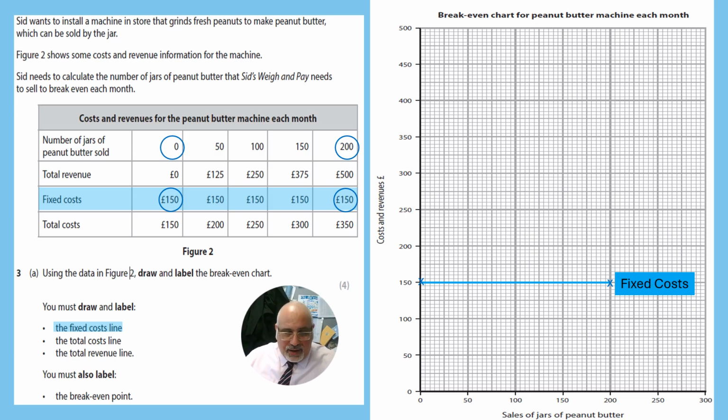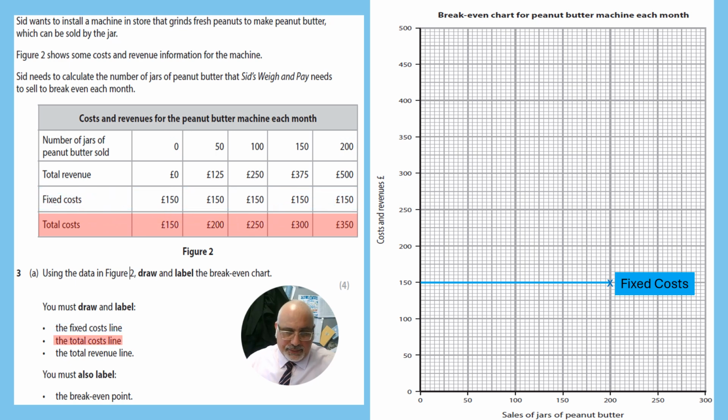Please be aware, again, in the exam, of the number of jars that you've plotted accurately. The graph goes up to 300, so please be aware of the numbers and the coordinates, because you will lose marks from there. So we've dealt with the fixed cost line. We now move on to the total cost line.